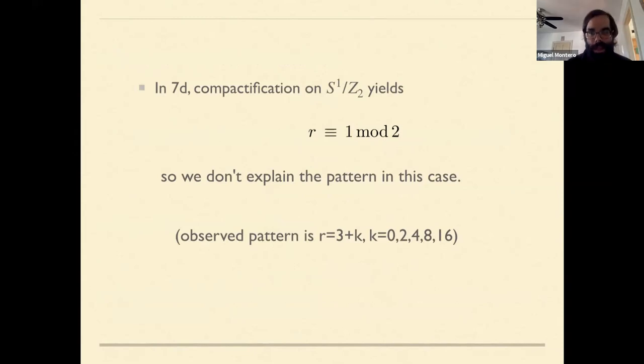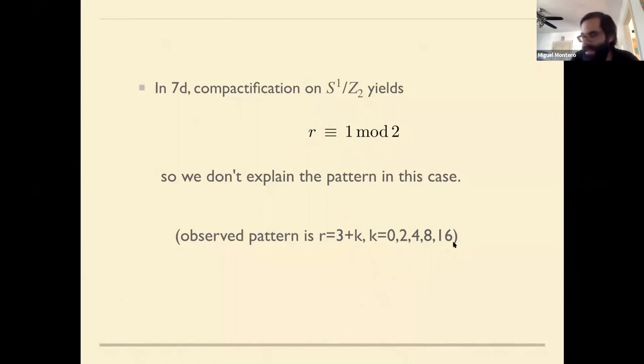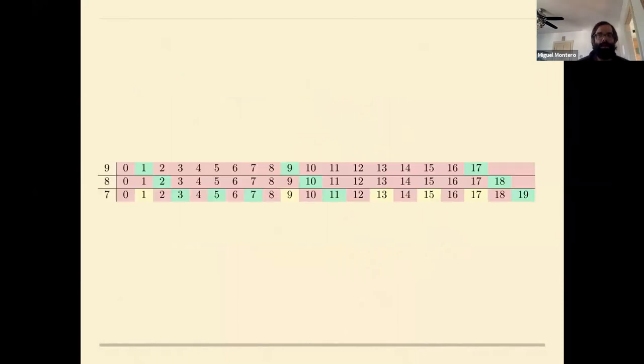In seven dimensions, the best that we can do is an Eiffel compactification on S1 over Z2, which tells us that the rank is 1 modulo 2. So unfortunately, that doesn't explain the pattern of the rank in 7D theories. Interestingly, the pattern is 3 plus k, where k is either 0 or a power of 2. Right now, we don't know if this is something meaningful, or if it's just that we haven't fully explored all the landscape of compactifications in seven dimensions. There might be further possibilities that end up saturating this rank.